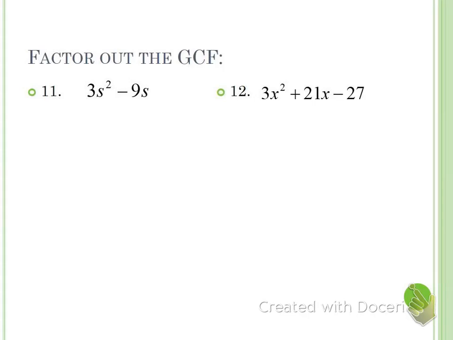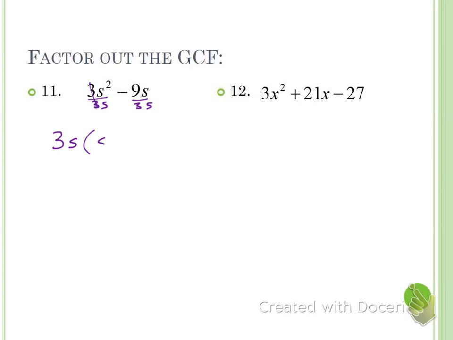Okay? All right. So your greatest common factor, 3 will go into both of those, and they have one s in common. I know this guy has 2, but this guy doesn't. He only has 1. So now divide both of these by 3s.